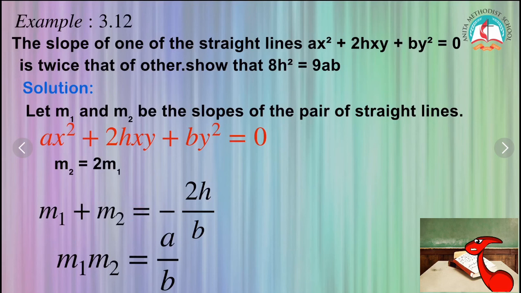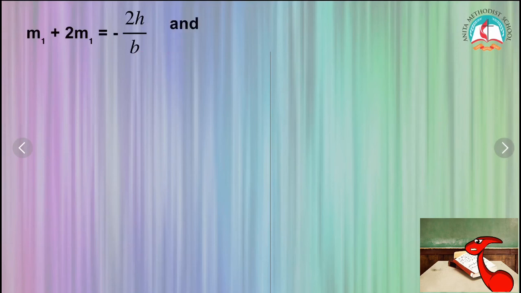Don't disturb the right hand side. I am going to do the calculation only with m1 and m2 because my answer does not have m1 and m2. So my aim is to eliminate m1 and m2. Let me see how to do it. Now the next step, m1, m2. What is the value for m2? 2m1. So m1 plus 2m1 is equal to minus 2h by b, and on the other side m1 into 2m1 is equal to a by b.